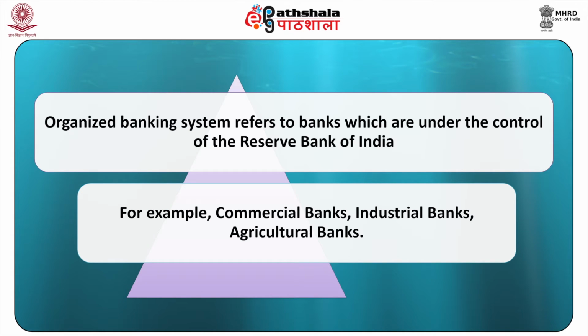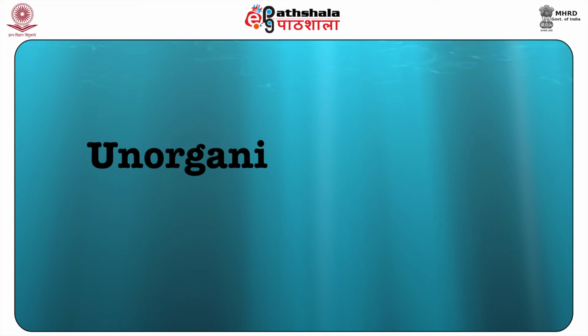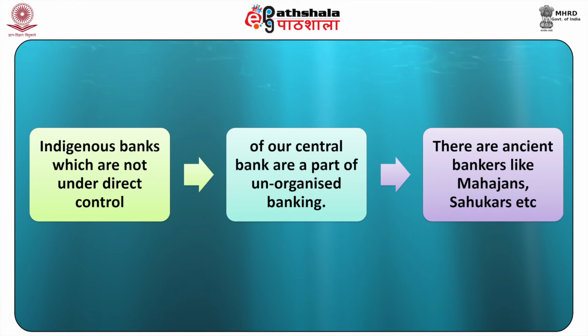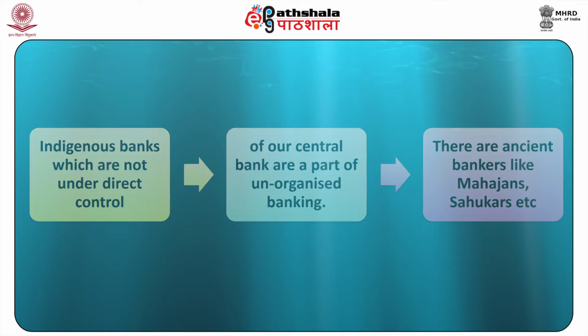Organized banking system refers to banks which are under the control of the Reserve Bank of India. For example, commercial banks, industrial banks, and agricultural banks. B. Unorganized banking. Indigenous banks which are not under direct control of our central bank are a part of unorganized banking. There are ancient bankers like Mahajans, Sahukars, etc.